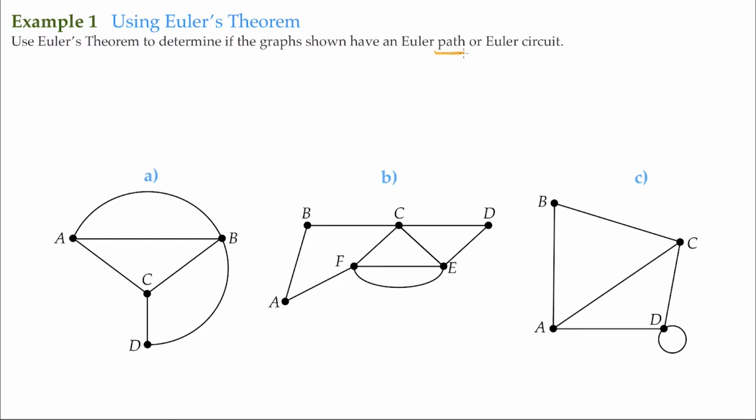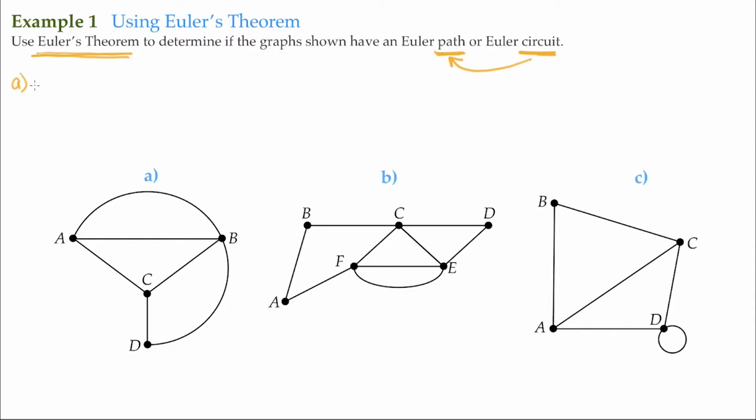An Euler path is a path that passes through every edge of a graph exactly once, while an Euler circuit here, a circuit is a path, but it's a path that starts and ends at the same vertex. And we're going to use Euler's theorem to determine if any of these graphs contain an Euler path or an Euler circuit. So Euler's theorem essentially says, I'm just going to shorthand it or encapsulate it here.